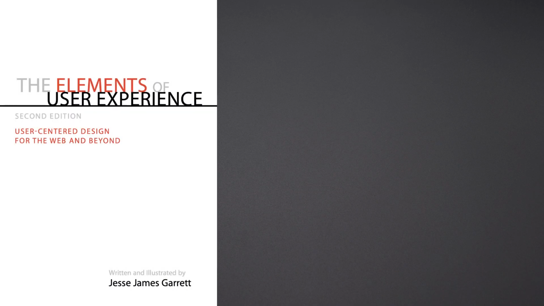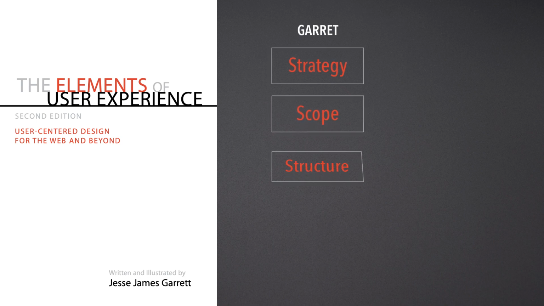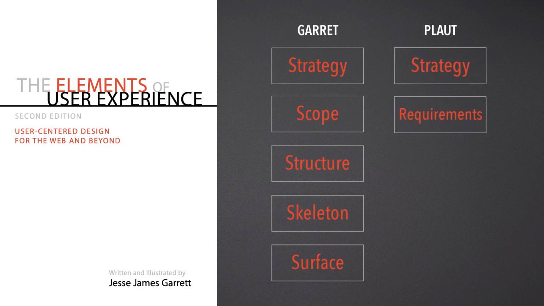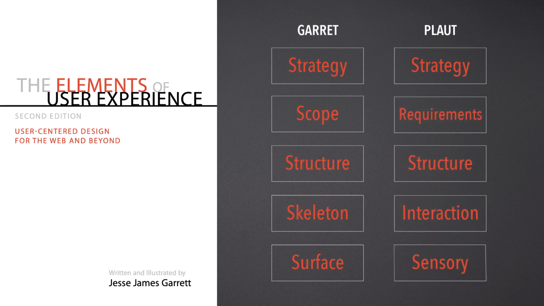In the book, The Elements of User Experience, User-Centered Design for the Web and Beyond, author Jesse James Garrett presents his model for the elements of UX: strategy, scope, structure, skeleton, and surface. Designer Andre Plott modified Garrett's model to produce a simplified version: strategy, requirements, structure, interaction, and sensory.